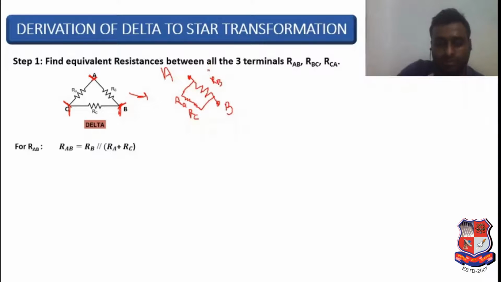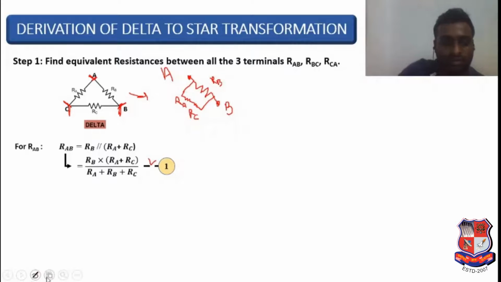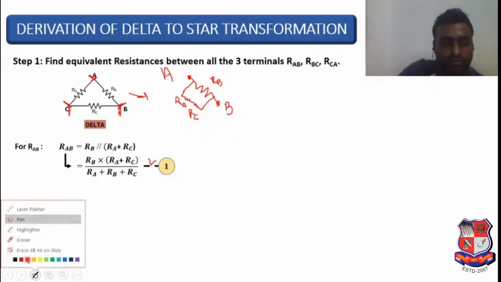Very simple. Similarly, this will be the final answer. For a parallel connection, whenever we write it, it is the product of the terms divided by the total addition. This will give us equation number 1.